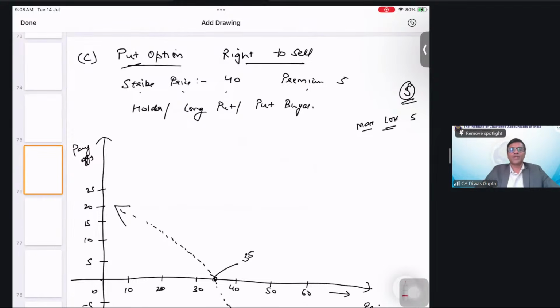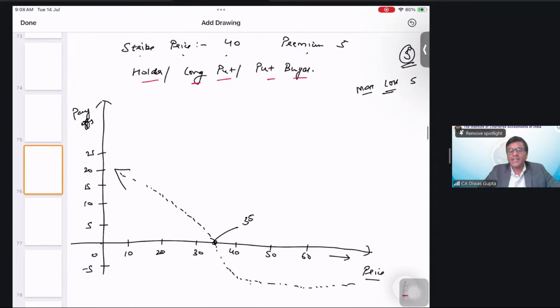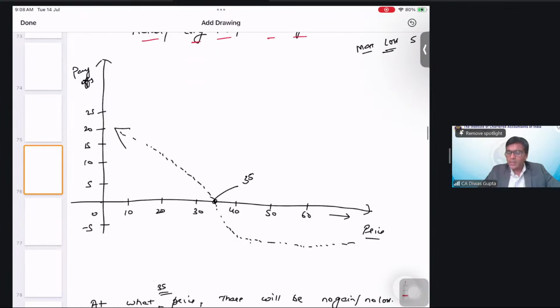Now let's come to put options, students. If we talk about put options, there is a right to sell. What? The strike price of 40 and the premium of 5. There is a holder, long put, or I can say put buyer. Correct? Now, in this case, since we are talking from the point of view of a holder, the loss again will be limited. But the chart will be from right to left because the gain comes to the option holder once the prices actually go down. Correct?